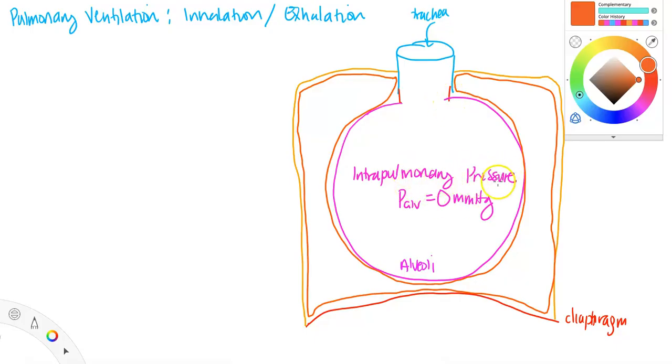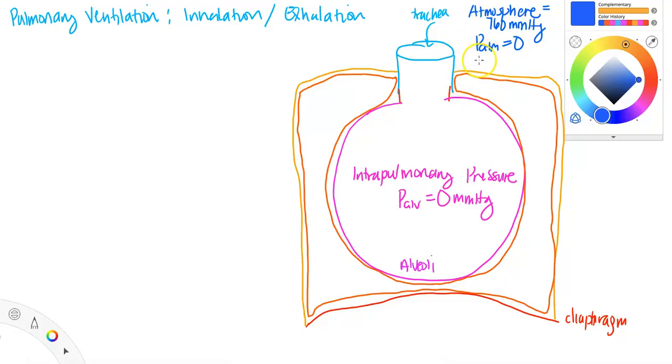All right, so we have intrapulmonary pressure, and the pressure in the alveoli we'll say is 0. Out here in the atmosphere, basically at sea level, atmospheric pressure is 760 millimeters of mercury. So we're just going to say that the pressure in the atmosphere is 0. Like this is 1 atmosphere, so we're just going to call it 0.